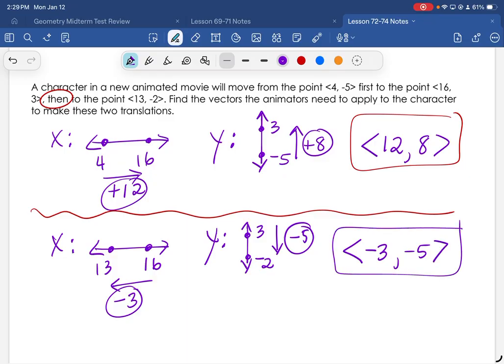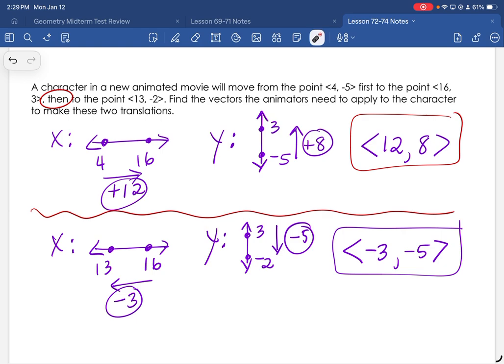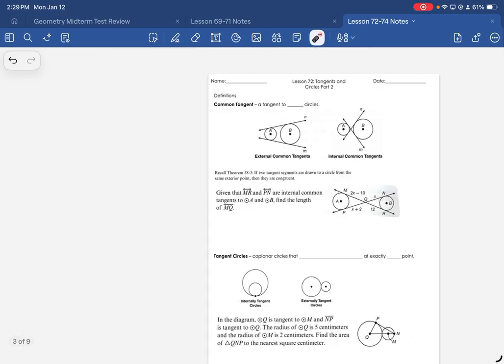So that's your final answer? Correct. So these two right here. It says find the vectors. So I did that. I found both vectors that the animators need to apply to the character to make these two translations. All right, questions before we move on to lesson 72.